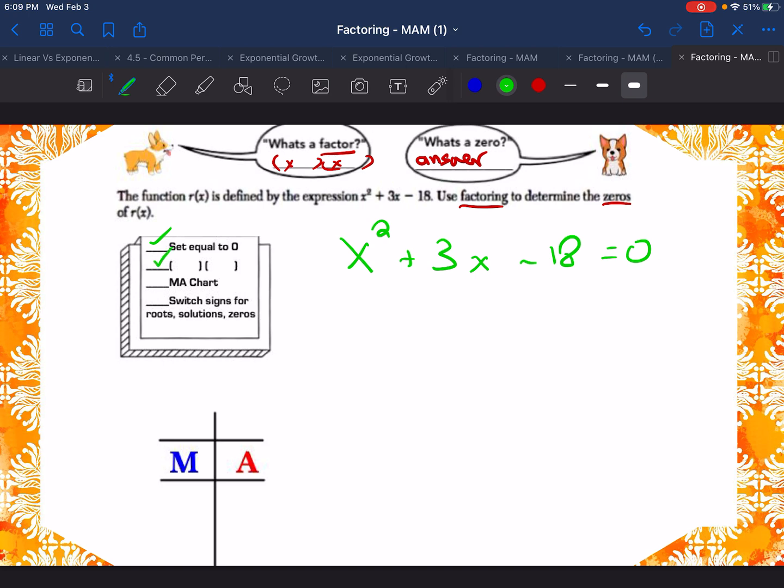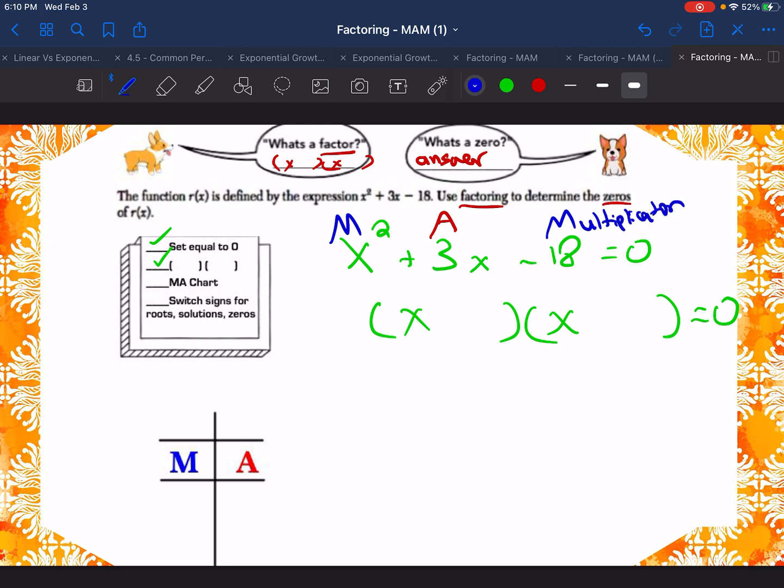Now I know I need to use factors, so I can set up my double bubble now. Include x and x, because remember x squared splits up into 2 x's. And now I'm going to do my MA chart, which means I need to use the MAM strategy. I put M, A, M. Do you remember from last time, what does M stand for? M stands for multiplication. And what does A stand for? That's addition. So I want to multiply, add, multiply.